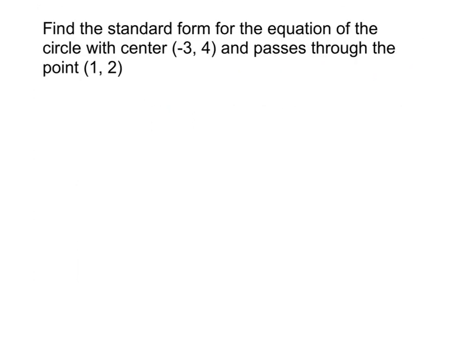Find the standard form for the equation of the circle with center negative 3 and 4 and passes through the point 1, 2. I'm going to draw this. You don't actually need to draw it to solve it, but I'm going to go ahead and draw it as well. So we have the center, negative 3, 4. Here's negative 3, and here's 4.